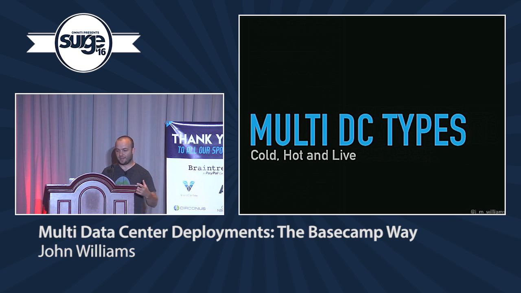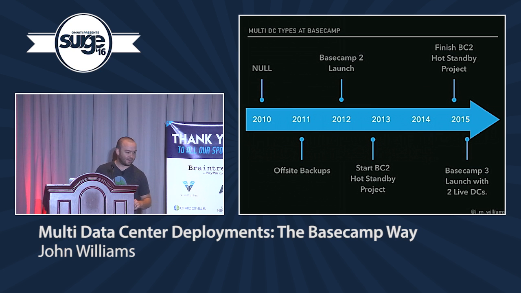But the perfect scenario is a live data center. And that's where both data centers are serving traffic, both have all the data. So if an asteroid does hit one of your data centers, customers have little impact. And this is how we've done things at Basecamp since I started.